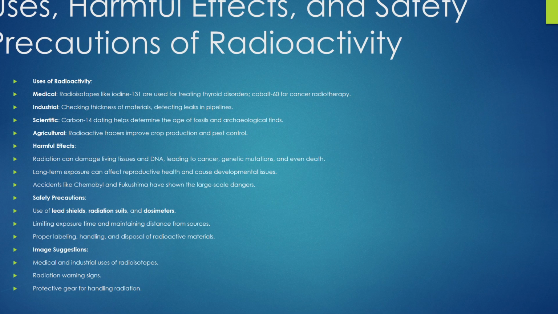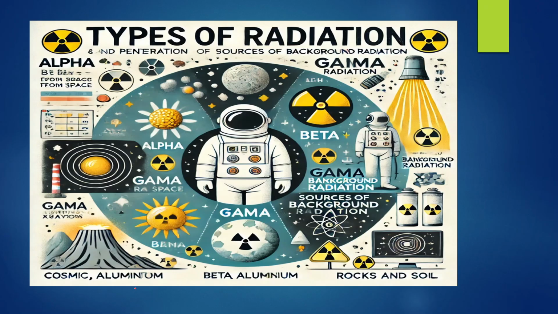Okay, so next, let me go ahead with the next slide. There's just a small confusion, guys. Okay, these are the types of radiation: alpha, beta, gamma. Sources of background radiation are rocks and soil, background gamma radiation, and alpha from space. Alpha radiation is mainly in space, and beta radiation is mainly from nuclear power plants. And gamma and beta can be blocked by aluminium.